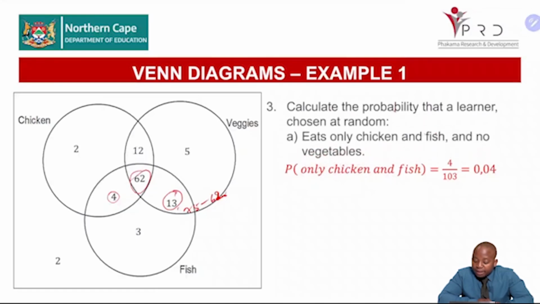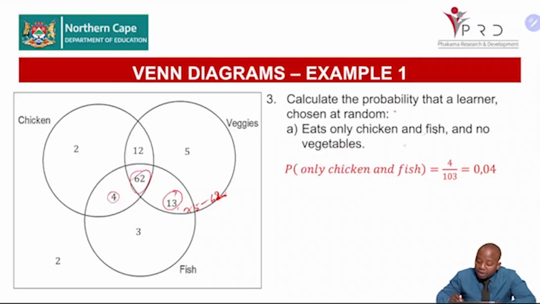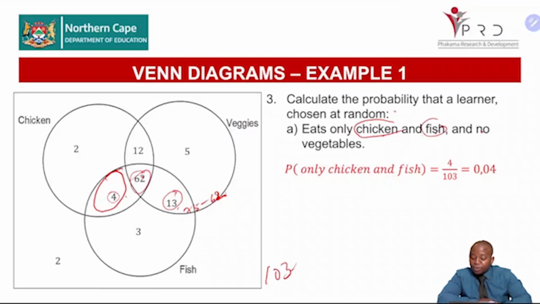So we are going to calculate the probability that a learner chosen at random only eats chicken and fish. Only chicken and fish, no vegetables. So it is only this part. This intersection includes vegetables, although it goes with it, but it has veggies. Then this is the part we're looking for. So it's 4 over the total, which is 103, which is going to be 0.04.